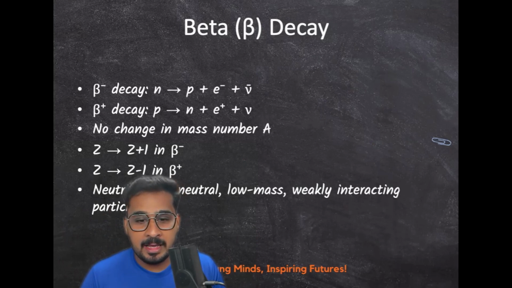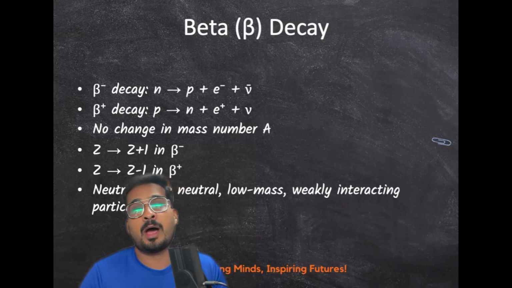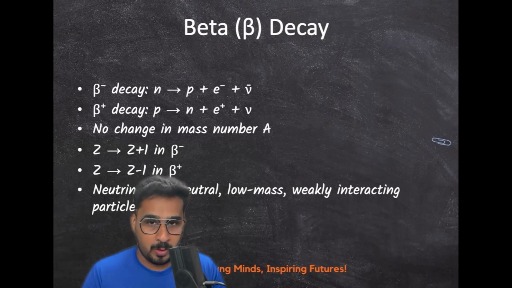So in beta decay, the characteristic of the reaction is that there is no change in the mass number. If beta minus decay occurs, the atomic number will increase by 1. If beta plus decay occurs, the atomic number will decrease by 1.